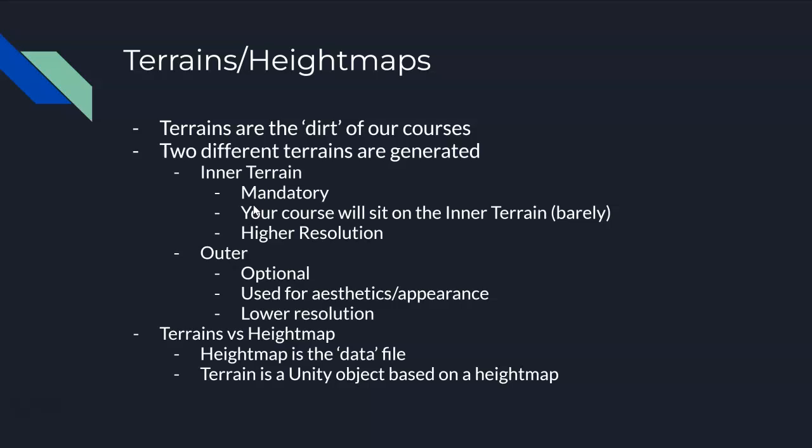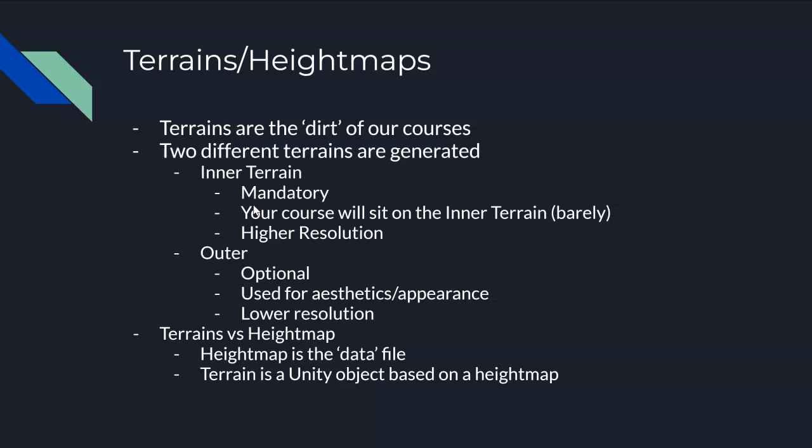In and of themselves, terrains ultimately are the dirt of our course: the hills, the flat areas, the rolling areas, the cliffs. It's how the elevation is on our course, and it's really the base. We need something like that to get started on, something to put our fairways on, something to put our tee boxes on. So that is really our terrain.